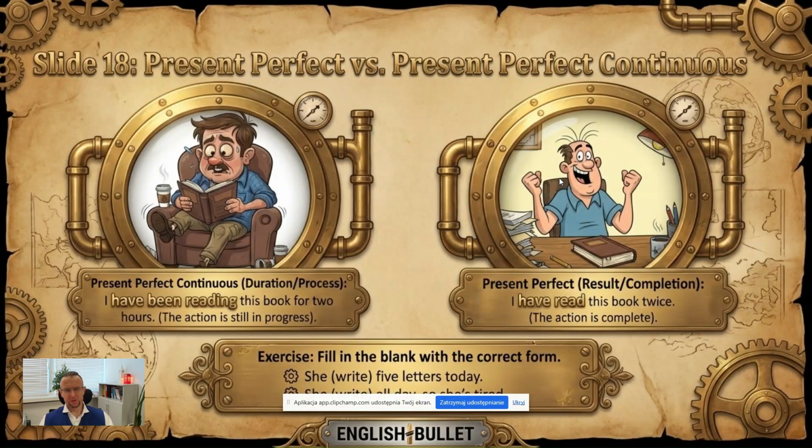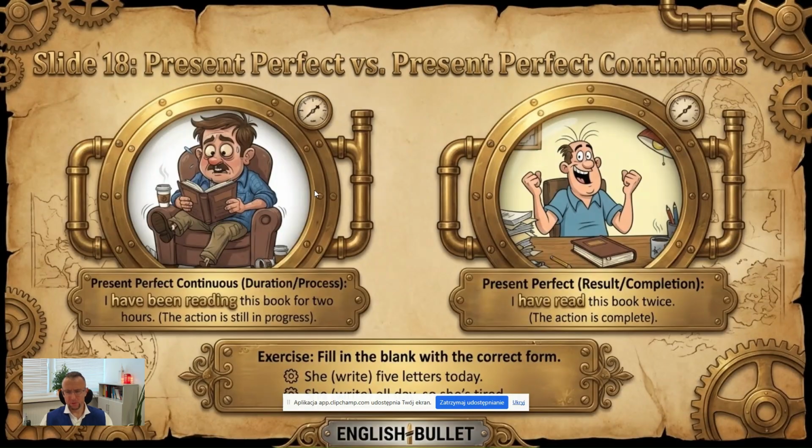And present perfect versus present perfect continuous. Present perfect continuous, duration and the process. So we focus on duration and the process. I have been reading this book for 2 hours. The process, the action is still in progress. I have been reading and I'm still reading.